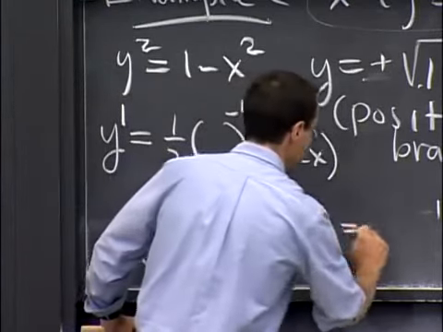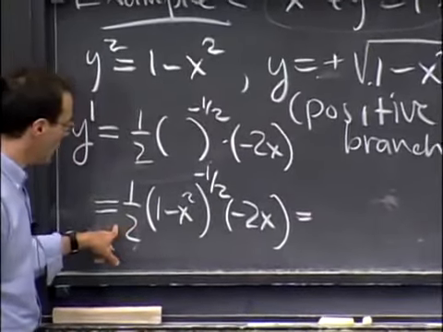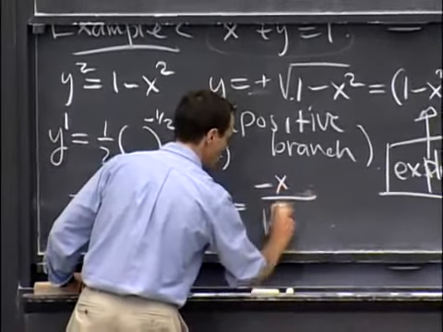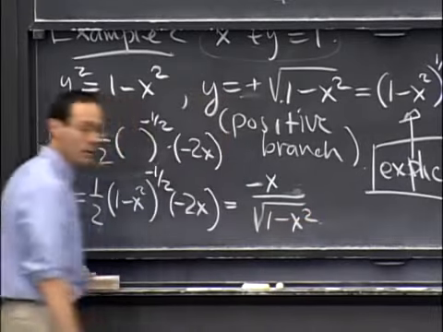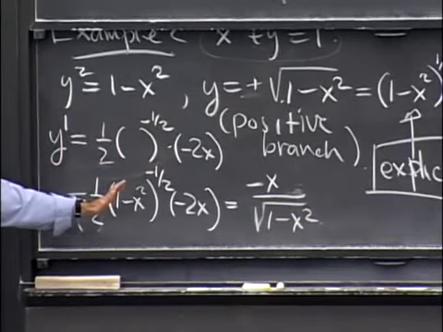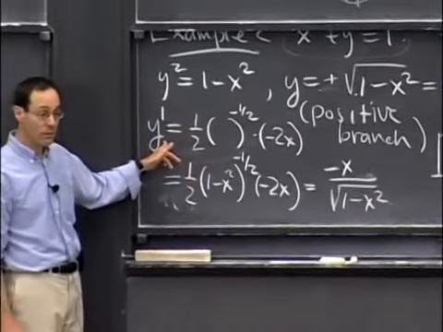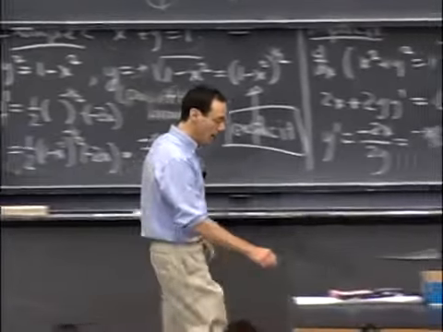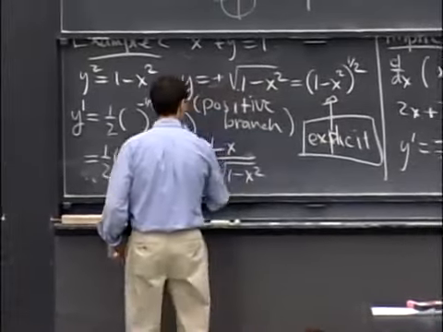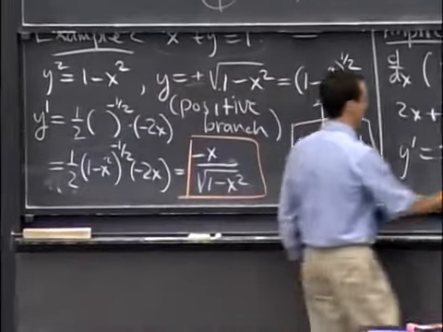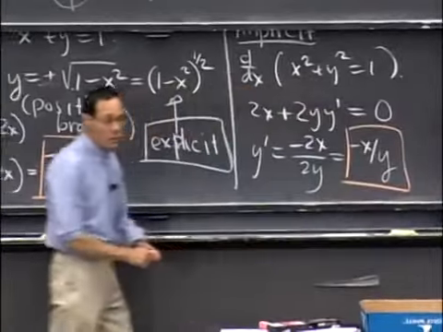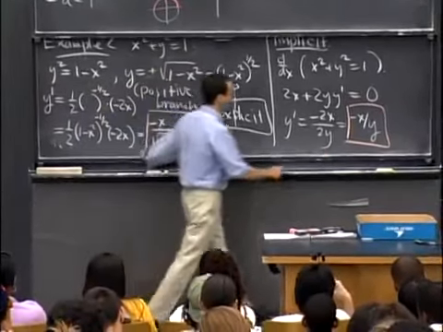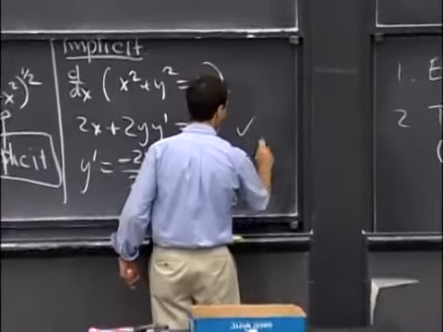And that is the same thing if I cancel the 2's and I change it back to looking like a square root. That's the same thing as minus x divided by square root of 1 minus x squared. All right, so this is the formula for the derivative when I do it the explicit way. And I'll just compare these two expressions here. And notice that they are the same. All right, they're the same because y is equal to square root of 1 minus x squared.